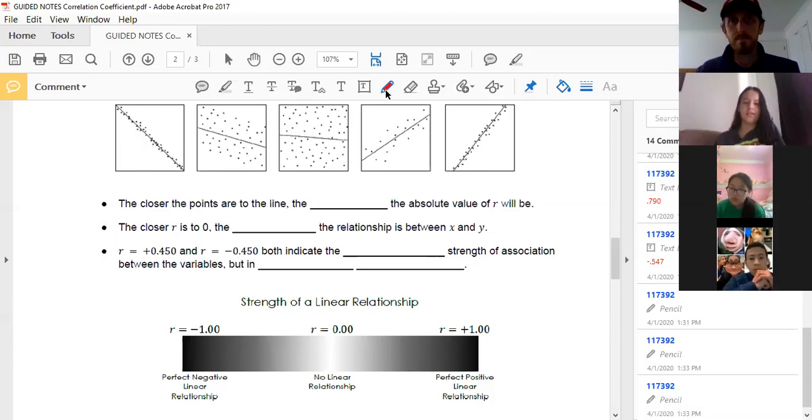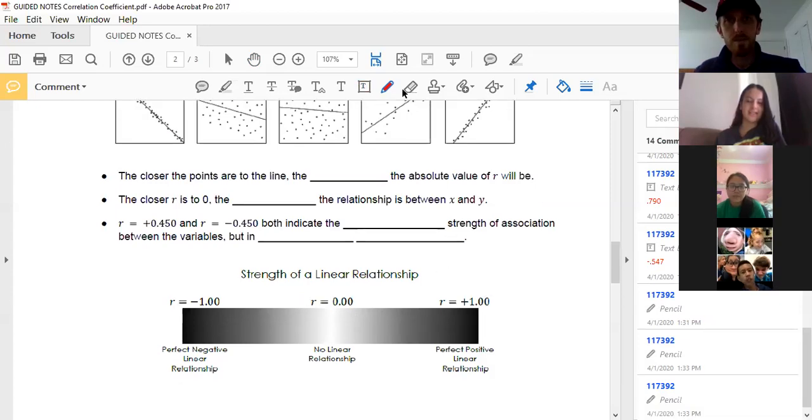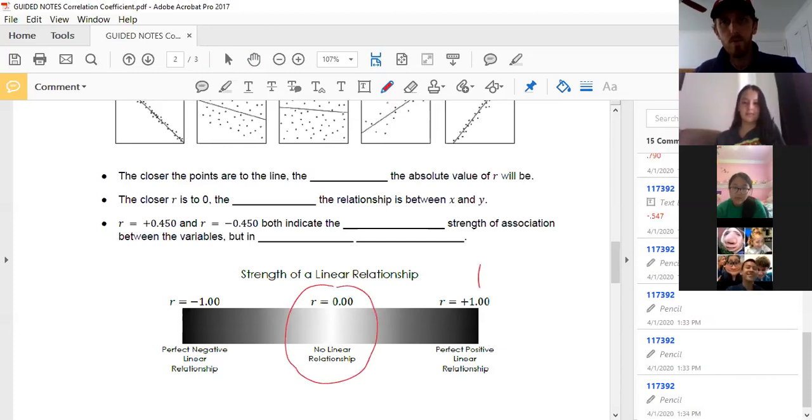Smaller? Okay, so if I have a smaller absolute value, it's going to be close to 0, and that means it's a stronger relationship. Is close to 0 stronger, or is close to 0 weaker? Remember, close to 0 means weaker relationship, okay? Closer to 1 or negative 1 is going to be where you get the stronger relationships.